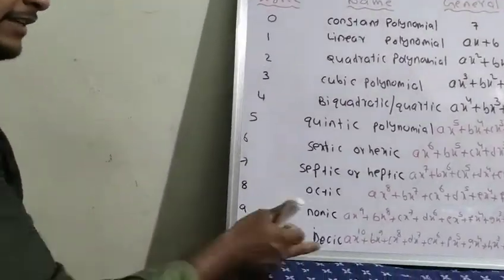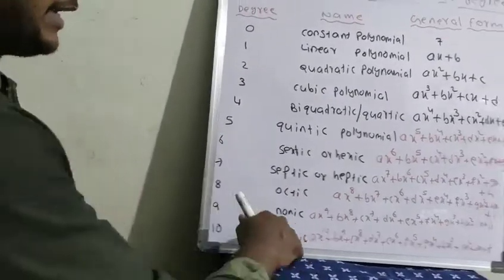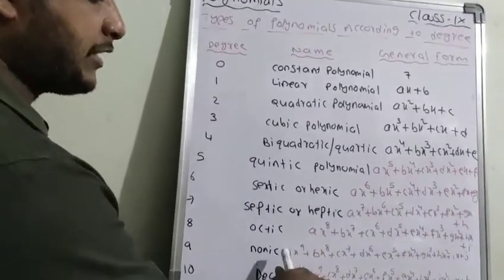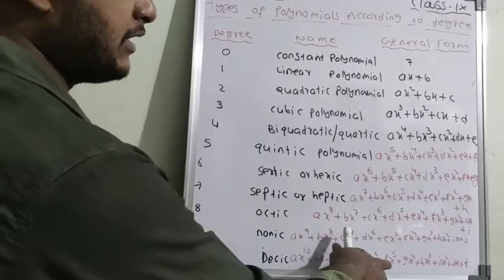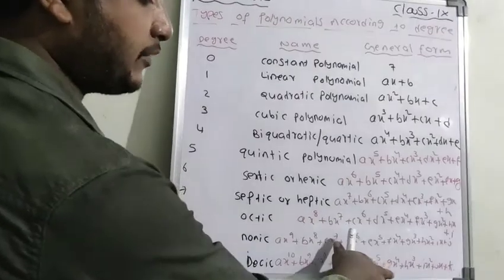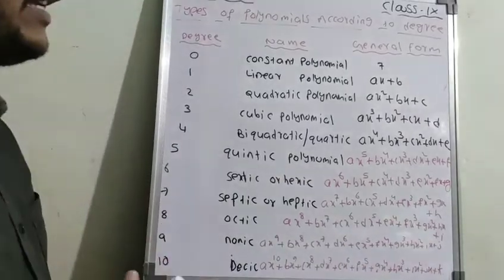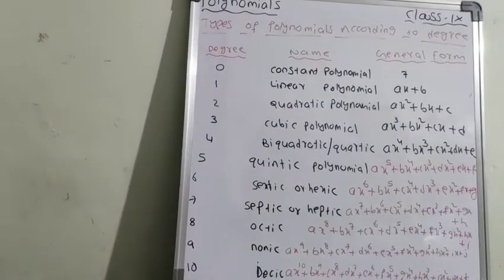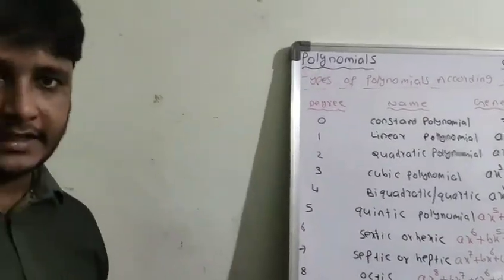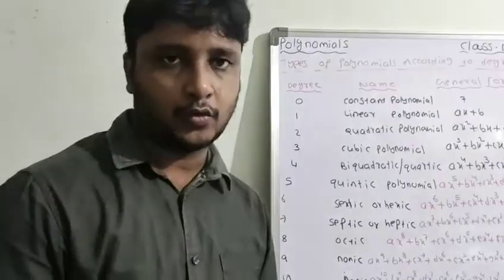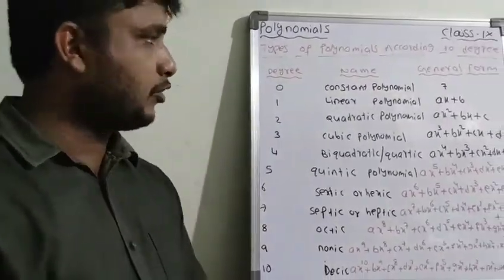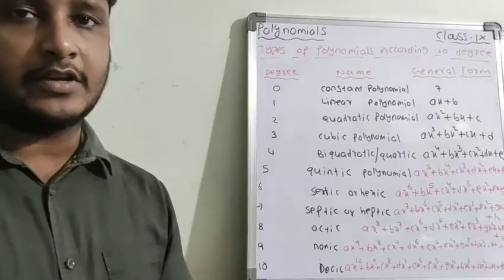So if the degree is 10, it is called decic, and a decic is ax power 10 plus bx power 9 plus cx power 8 plus dx power 7 plus ex power 6 plus fx power 5 plus gx power 4 plus hx cube plus ix square plus jx plus k. These are the different types of polynomials according to the degree. Up to degree 10 I explained to you. And now we are going to discuss the types of polynomials according to the number of terms.